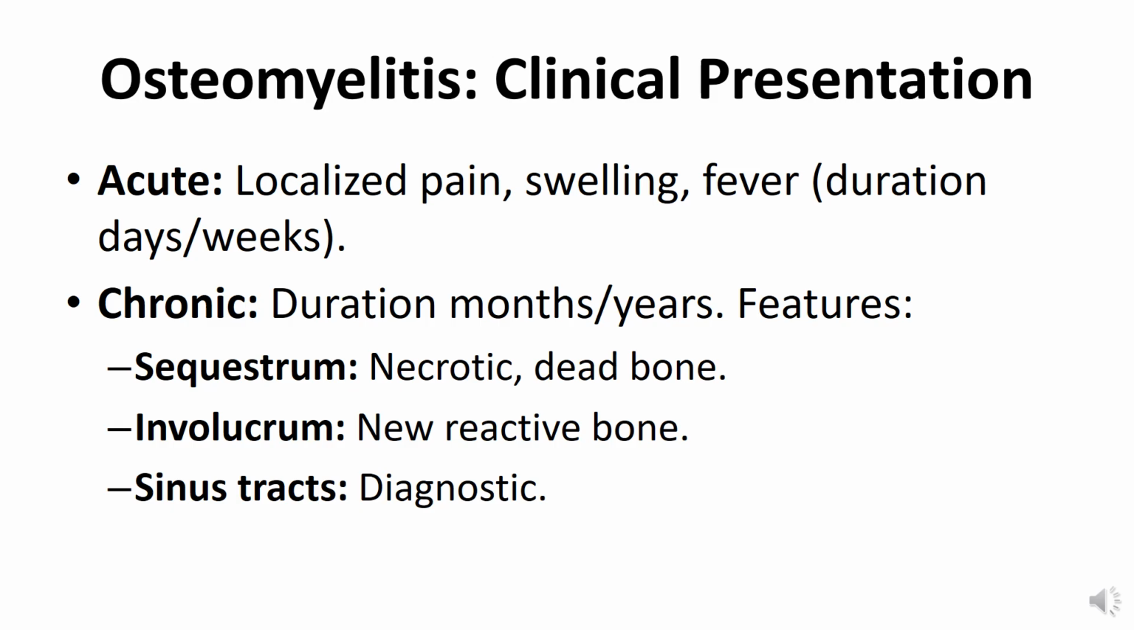The clinical presentation of osteomyelitis can vary dramatically depending on how long the infection has been present. Some patients develop symptoms suddenly over a few days, while others live with a smoldering infection for months or even years. Understanding the difference between acute and chronic osteomyelitis is essential because the presentation, complications, and management strategies are often very different. Acute osteomyelitis typically develops over days to weeks.